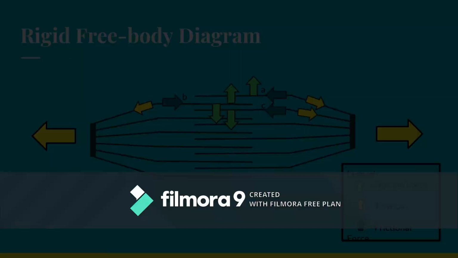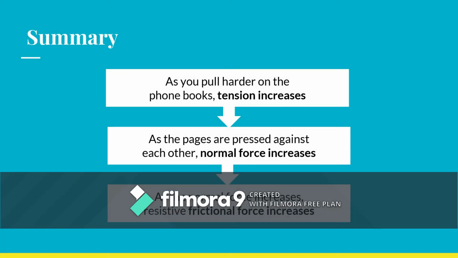Let's recap what we learned today. As you pull harder on the books, tension increases. This causes the interleaved pages to be stretched, and they are pressed against each other with more force. The normal force between the pages increases, thus more friction is produced to resist the pulling motion, keeping the books firmly together.